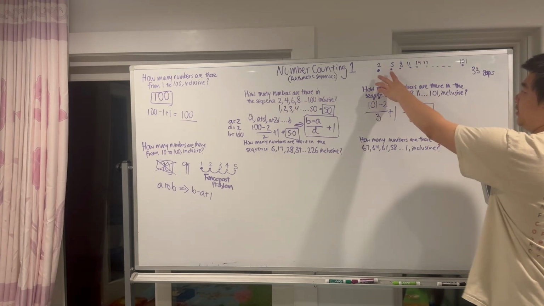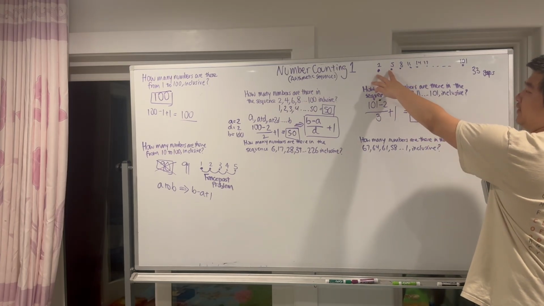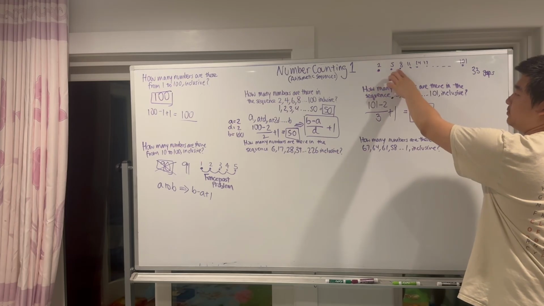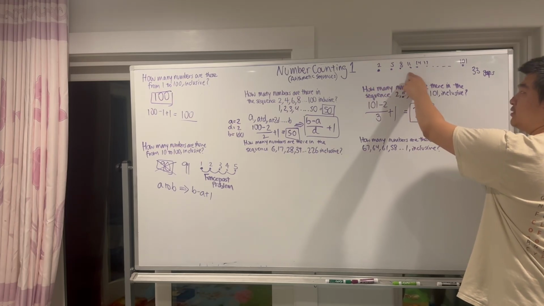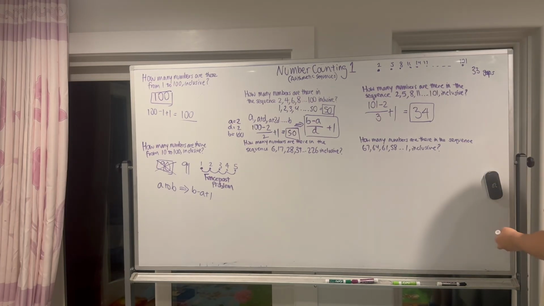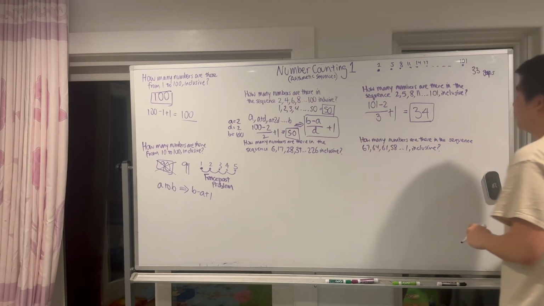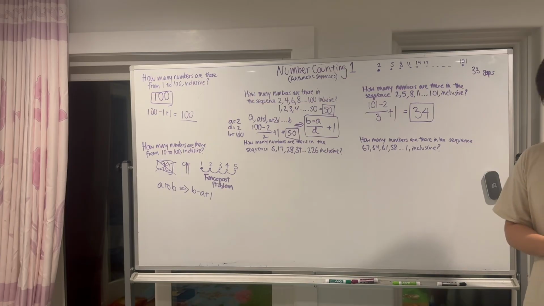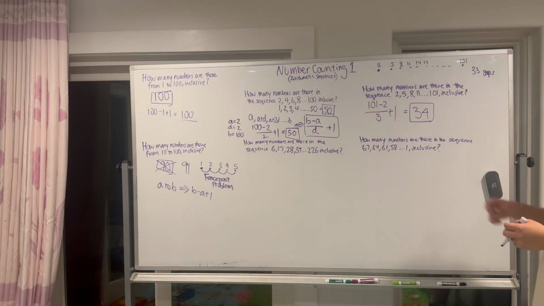For example, if I have 1 gap, that means I have 2 fence posts. If I have 2 gaps, that means I have 3 fence posts. If I have 3 gaps, that means I have 4 fence posts. So that's why I'm going to add 1 at the end. That's where we get this plus 1. Hopefully that visual explanation made sense. So that gives us 34.